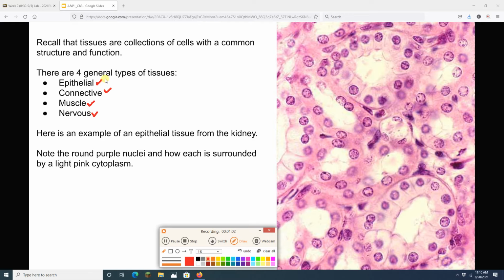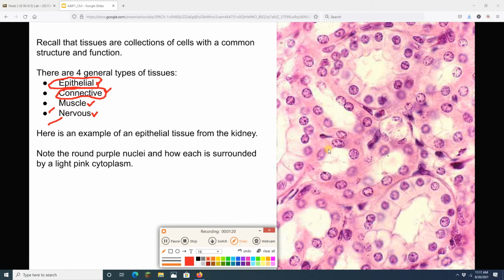Now, today, we are looking at epithelial tissues. Lab number 3 is epithelial tissues. Lab number 4 is epithelial tissues. 5 and 6 are connective tissues. Then later on in the semester, we'll hit muscle, we'll hit nervous.